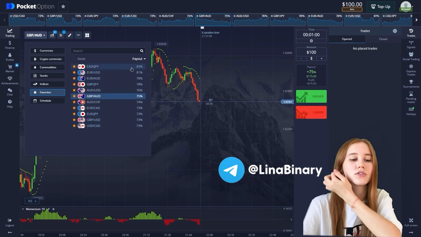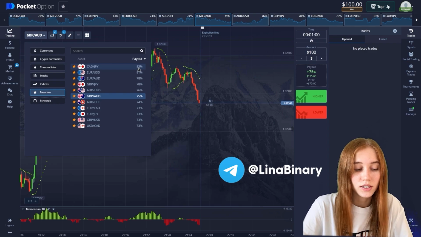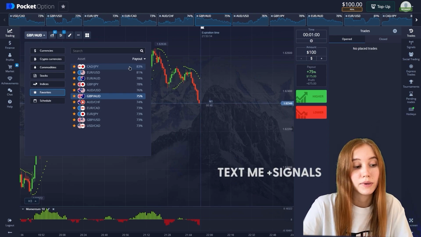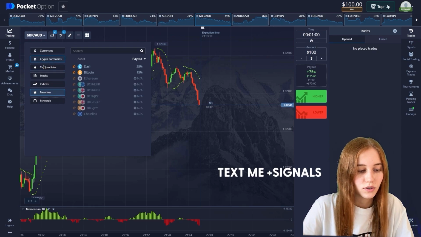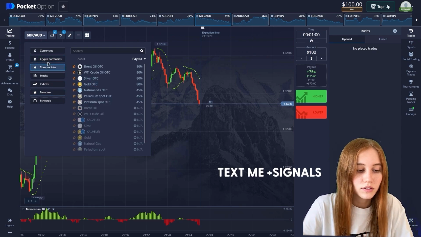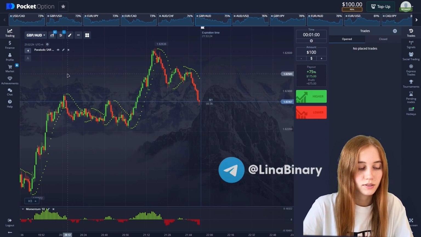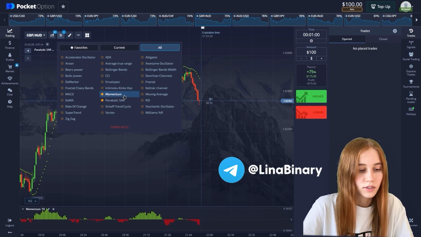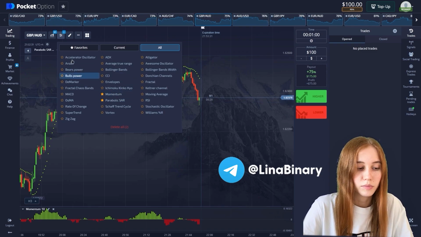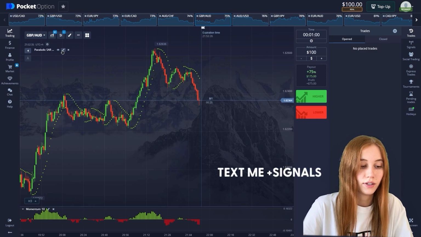The payout percentage is, for example, if it's 83 and you place a bet of $100 and it comes in, then your profit will be $83. You can also trade crypto, gold, silver, and so on. We'll trade currency pairs. We'll also use two very cool indicators, momentum and parabolic. Let's start talking about them.